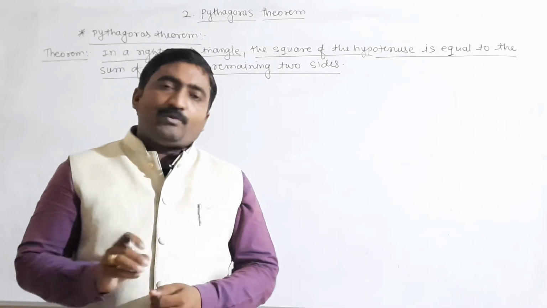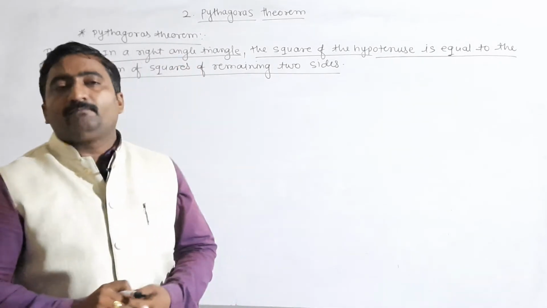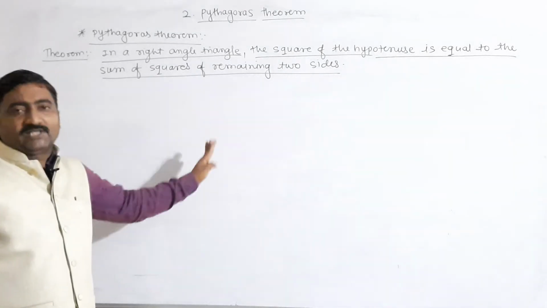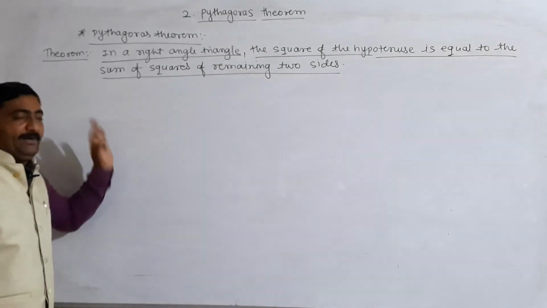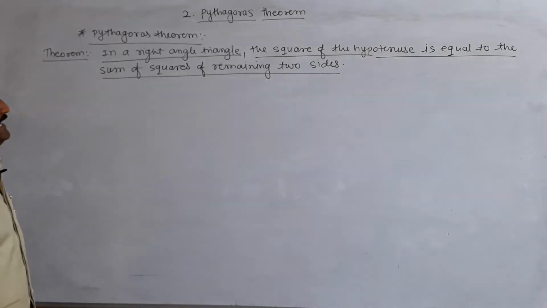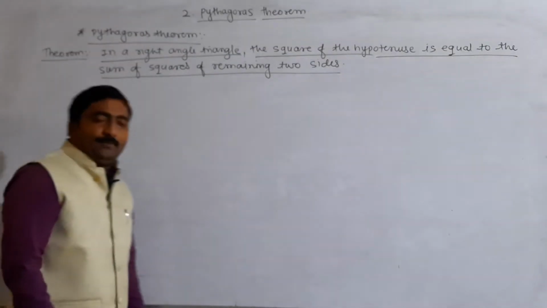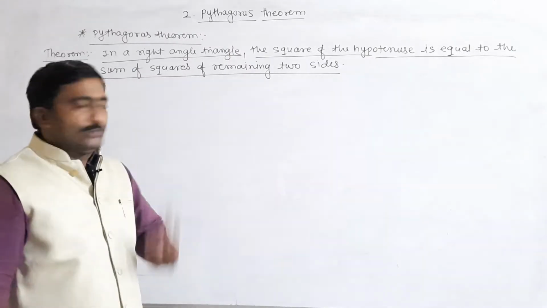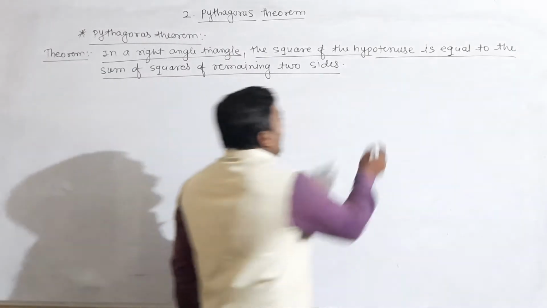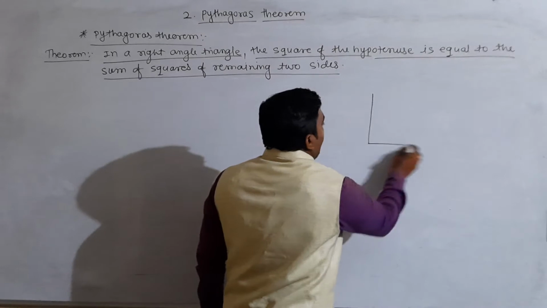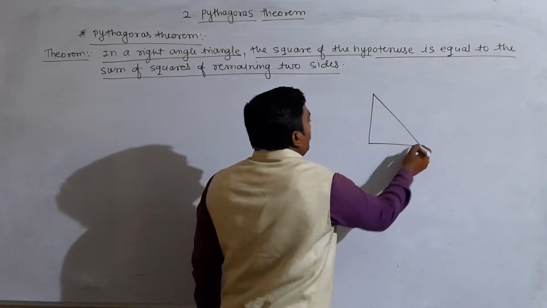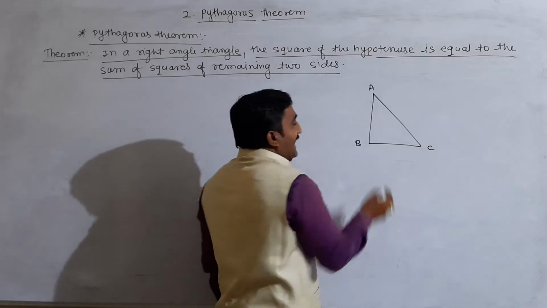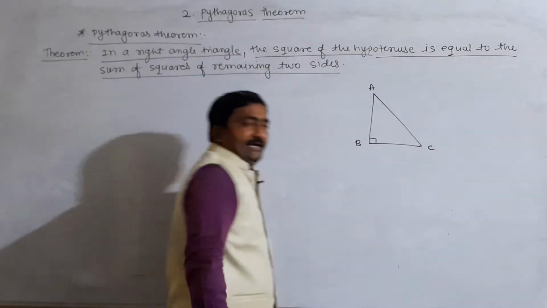This is a very important theorem for your examination. In your examination, we have to prove the Pythagoras theorem. So the statement of Pythagoras theorem is, in a right angle triangle, the square of the hypotenuse is equal to the sum of squares of the remaining two sides. So we are given here a right angle triangle. This is triangle ABC, and this is a right angle triangle. This angle is 90 degrees.